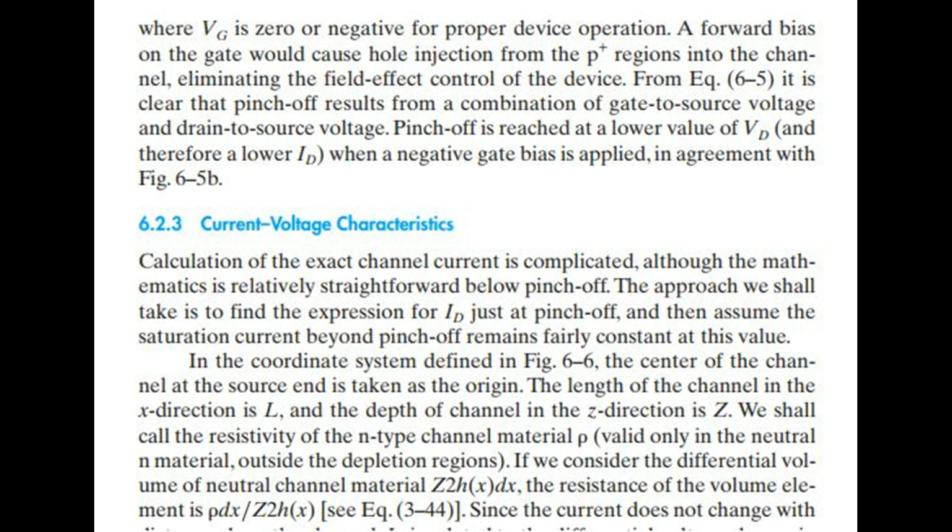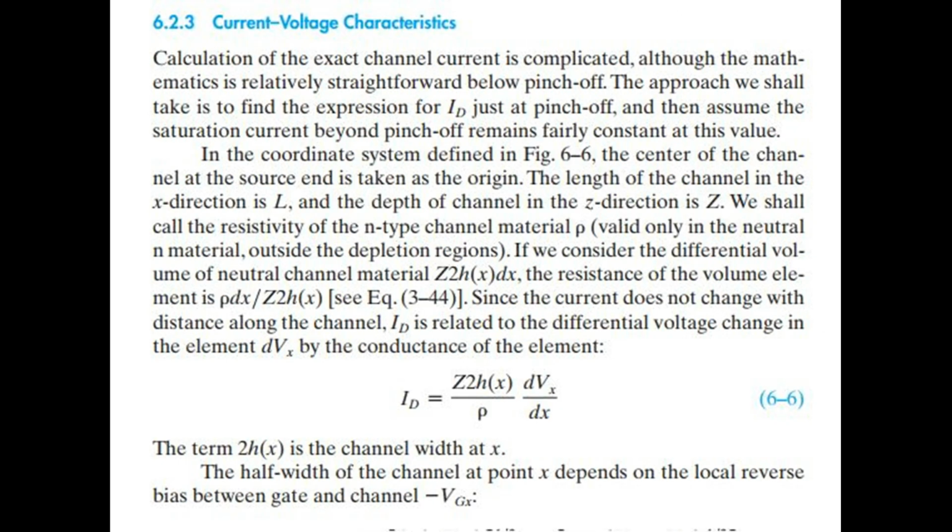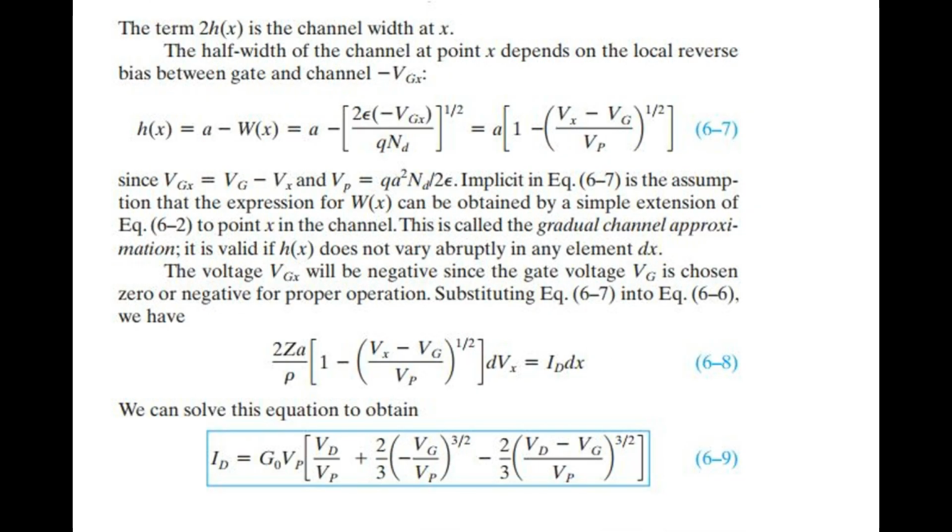Since the current does not change with distance along the channel, ID is related to the differential voltage change dV(x) by the conductance of the element. The term 2h(x) is the channel width at x. The half-width of the channel at point x depends on the local reverse bias between gate and channel, VGX. Since VGX equals VG minus V(x), h(x) is given in terms of Vp equals qa²N/2ε.